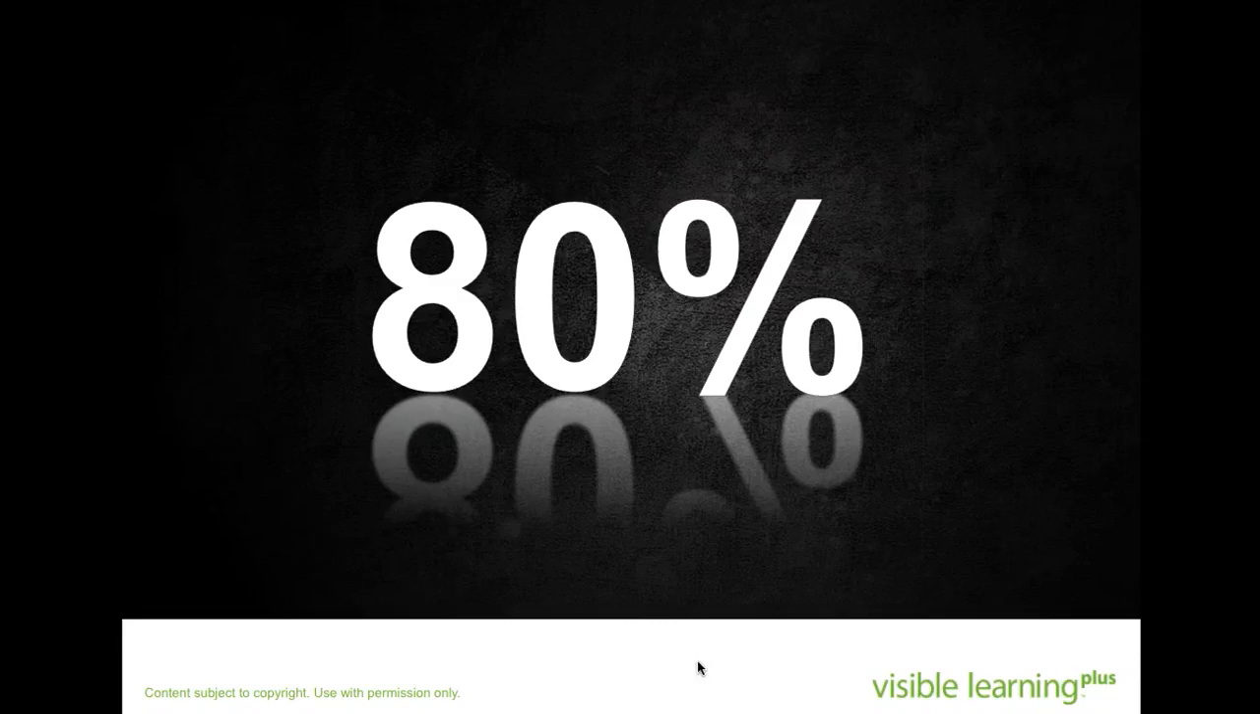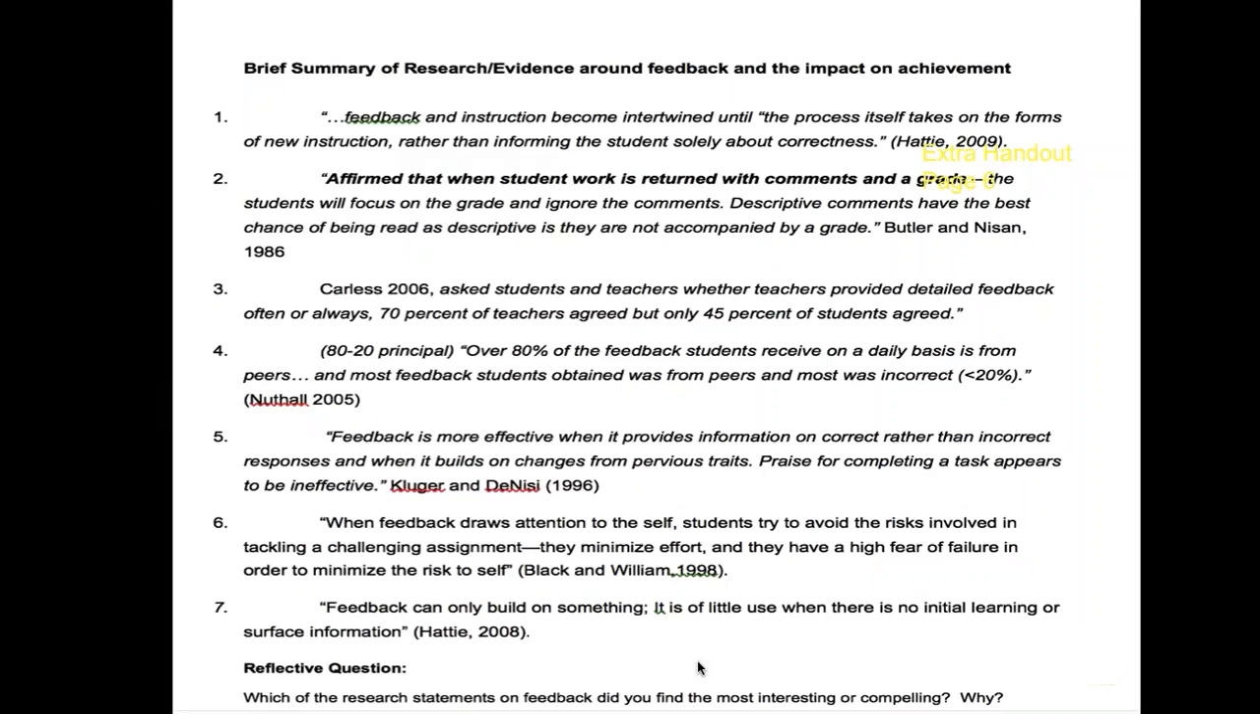Now, that doesn't mean we stop them from giving each other feedback because we can't. We talked a lot about success criteria. The more effective the success criteria is, the more students can provide each other effective feedback.